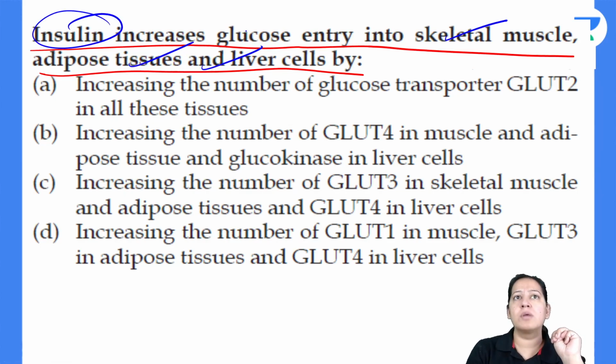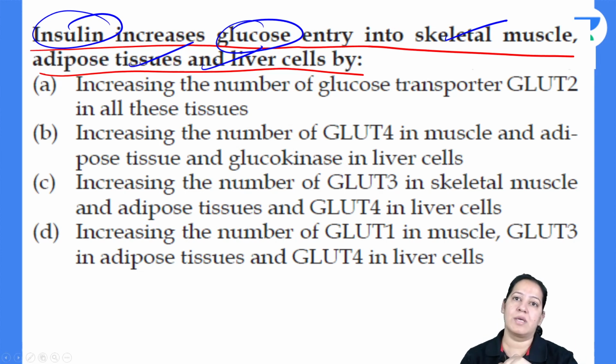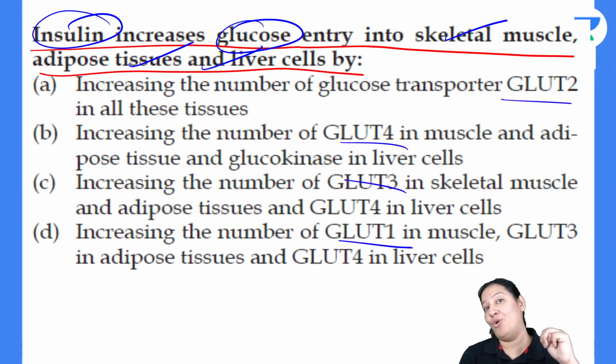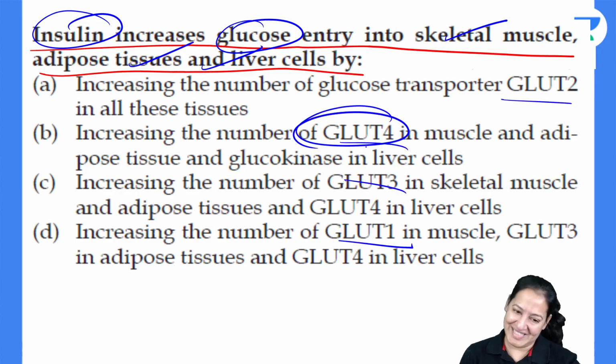So how does insulin cause glucose entry inside these three target organs? By implanting a door. What is the name of the door? Is it GLUT2, GLUT4, GLUT3 or GLUT1? I have told you very clearly. It is GLUT4. Yes, you all are right.